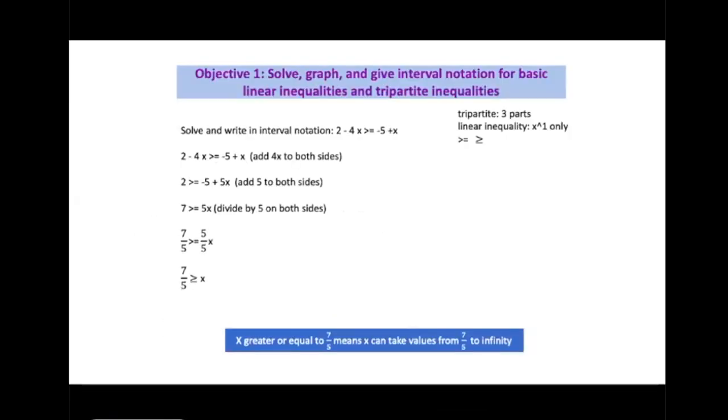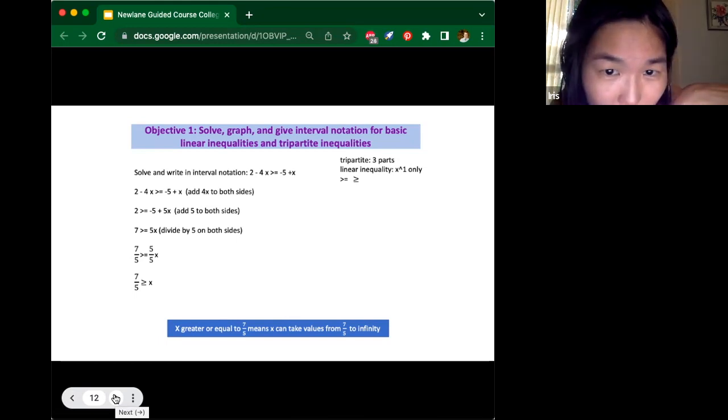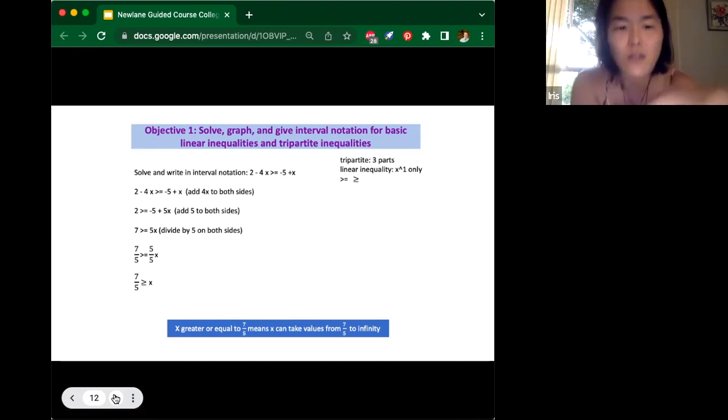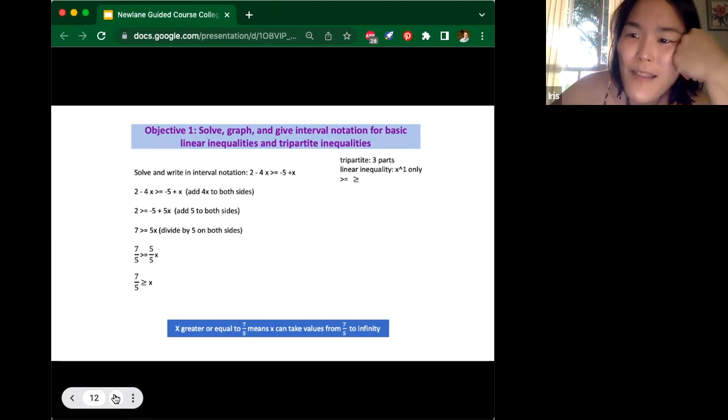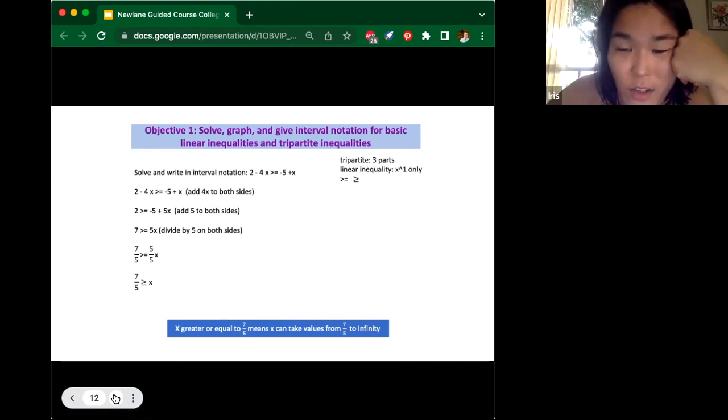And we discovered that the solution is x smaller or equal than 7/5. So I wrote it wrong, right? My notation. Sorry. X has to be smaller. Mistake. X needs to be smaller or equal than 7/5. Oh, this is bad. I need to change everything.